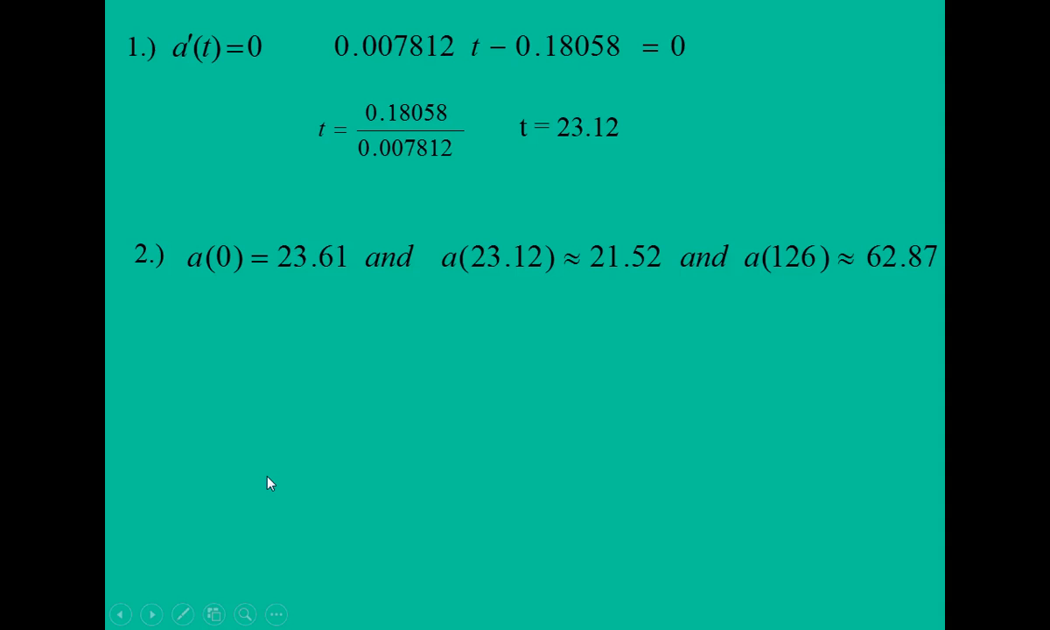We compare these values and we see that at 126 seconds we have the largest number, 62.87. So that would be our absolute maximum acceleration. And then we look for the smallest number. And that occurs at 23.12 seconds, our critical number. And we get a value of 21.52. So we have found the absolute maximum value, and we have found the absolute minimum value.